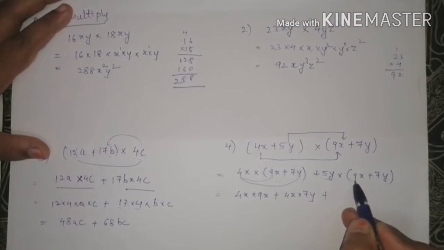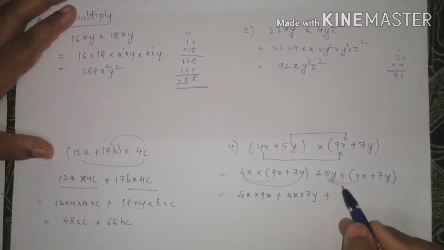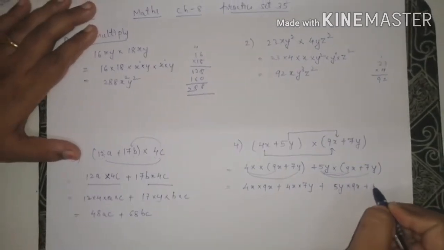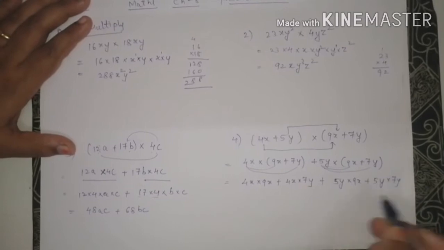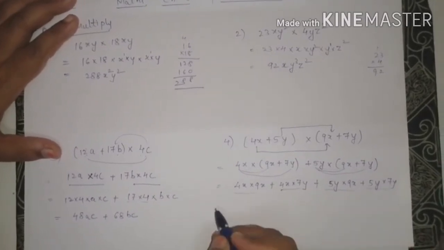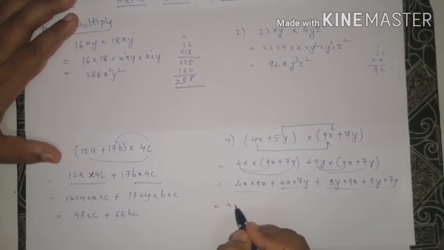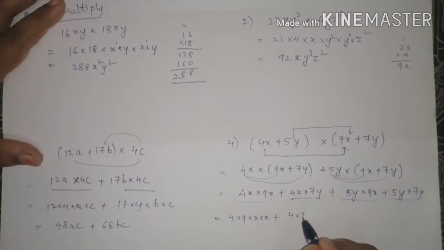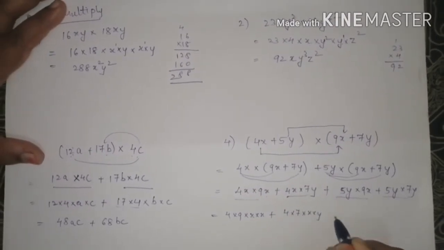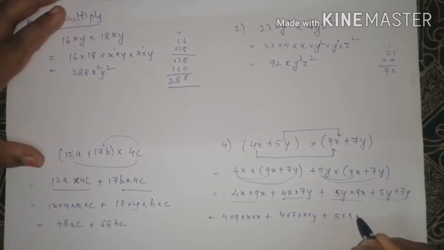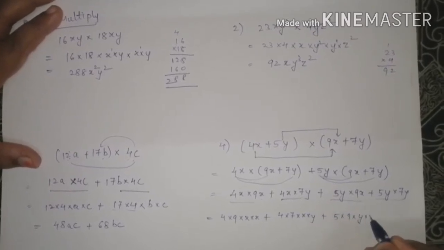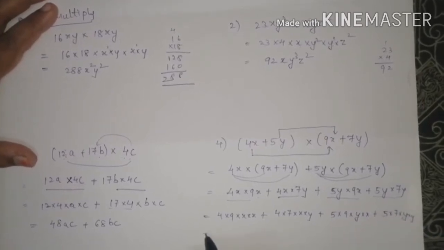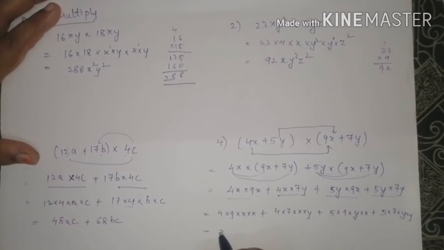Again here also 5y into 9x, 5y into 7y. So 4 terms we will get. Multiply the numbers first. 4 into 9 into x plus 4 into 7 into x into y plus 5 into 9 into y into x plus 5 into 7 into y into y. Multiply the numbers. 4 9s is 36.